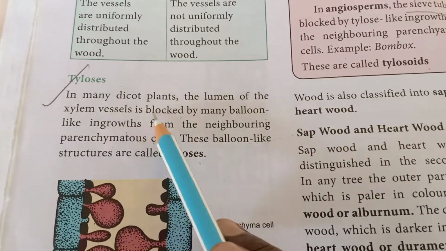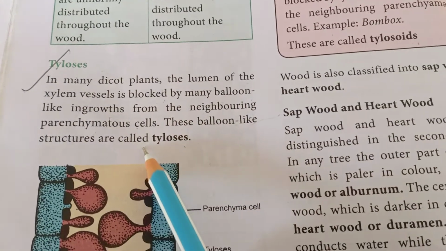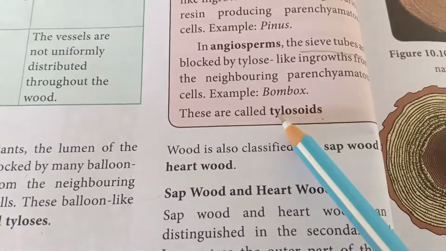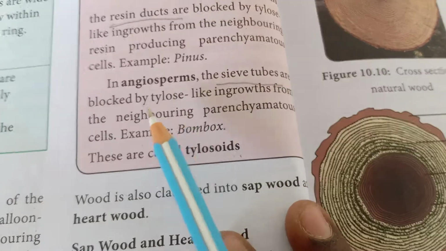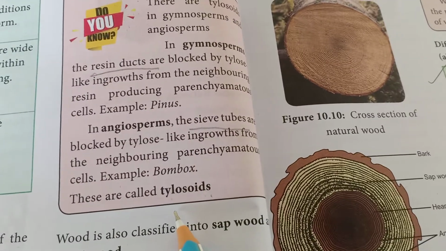Okay, xylem vessel is blocked by many balloon-like ingrowths, which is called tylosis. Balloon-like, you can see the balloon-like. Okay, tylosis. Make note of it. Then this is thylakoid. What is thylakoid? Okay, if the block takes place in sieve tube cells, it is called thylakoids. Okay, learn that also.